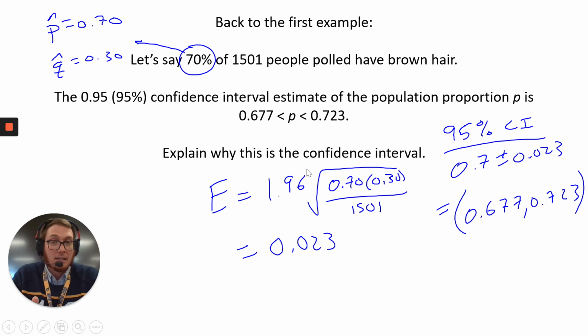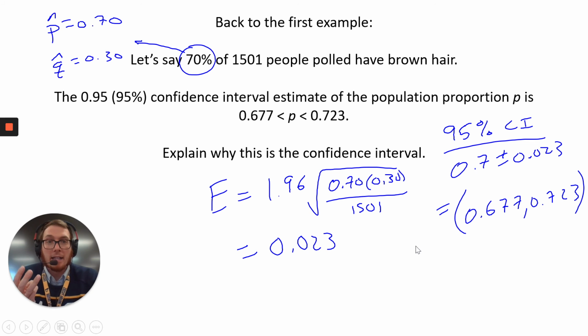Now let's find it. So the first thing I need to find is the z-score that I'm going to use. Since it's 95% confident, I'm going to go to 0.95 on my confidence interval, and it's 1.96, always, for a 95% confidence interval for proportion questions like this. Times the square root of p hat times q hat divided by n, which is 1501. When I find that answer, that's 0.023.